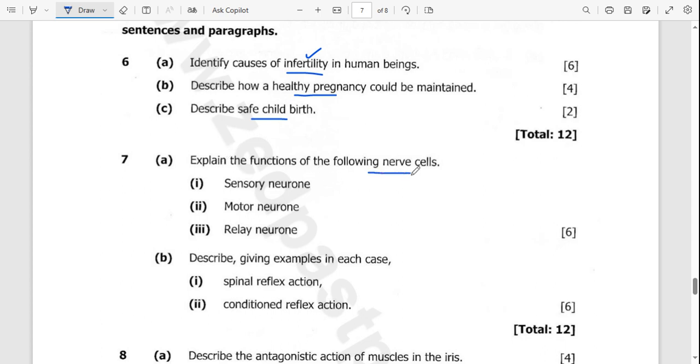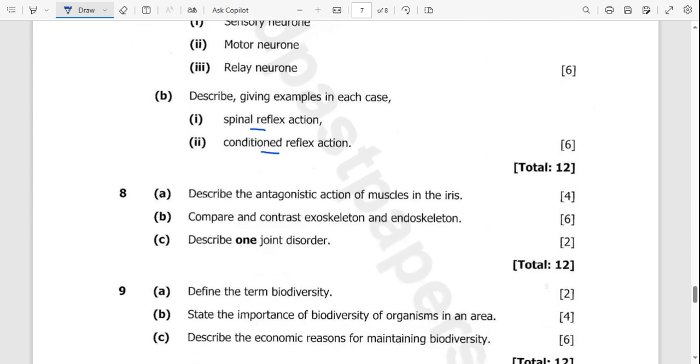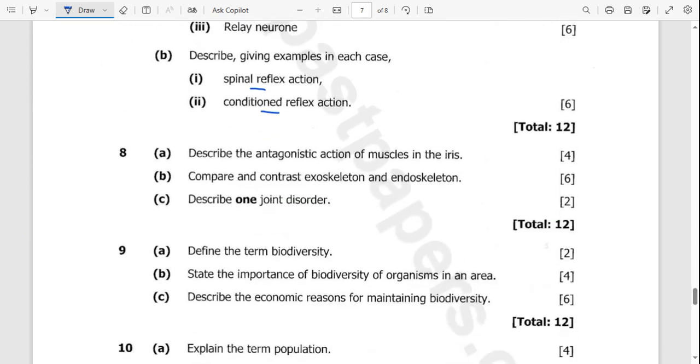Explain the function of the following nerves: sensory, motor, relay. Describe, giving examples, spinal reflex, coordination, conditions, reflex actions. Describe the antagonistic action of muscles in the iris. So in the iris, you have got two muscles, circular muscles and radial muscles. How do they do it?